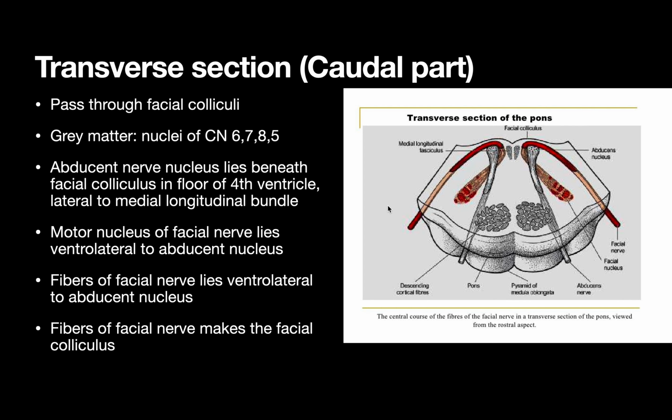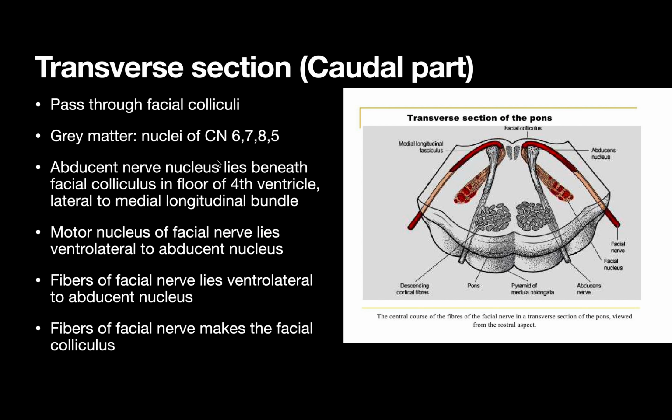So there's another nice picture of it. This is going to be the caudal part, and it's cutting through the facial colliculi. So this is going to be cranial nerve number 7. It loops around cranial nerve number 6, and then gets spit out. So the gray matter is going to be the nuclei of those main cranial nerves.